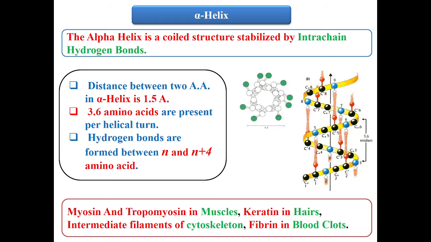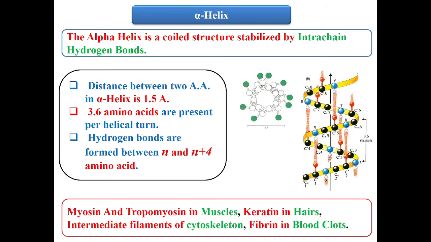Alpha helix is a coiled structure of protein which is generally stabilized by the hydrogen bond. Due to the coiling, the distance between two amino acids becomes 1.5 Angstrom, which is actually 3.8 Angstrom in the straight chain of protein. There are 3.6 amino acids present per helical turn. So every amino acid is rotated by 100 degrees. So 3.6 amino acids are going to give you a rotation of 360 degrees. So one helical turn is composed of 3.6 amino acids.